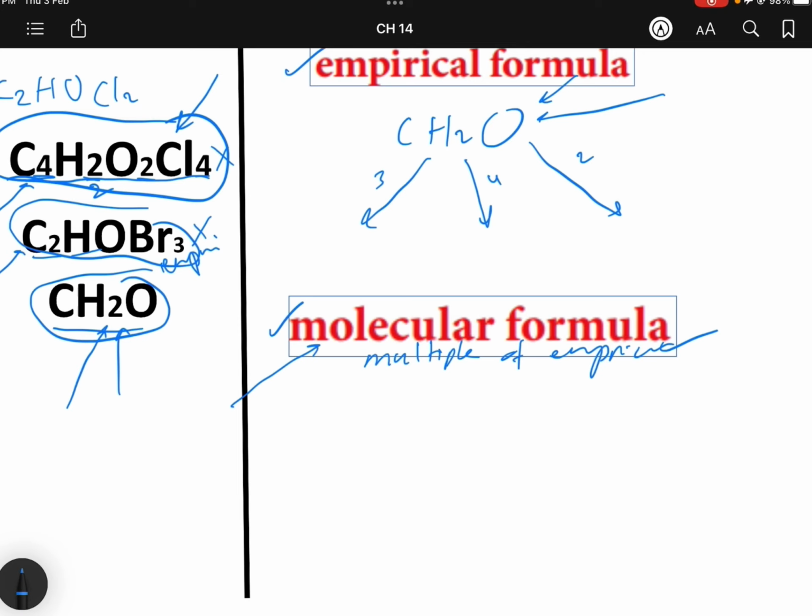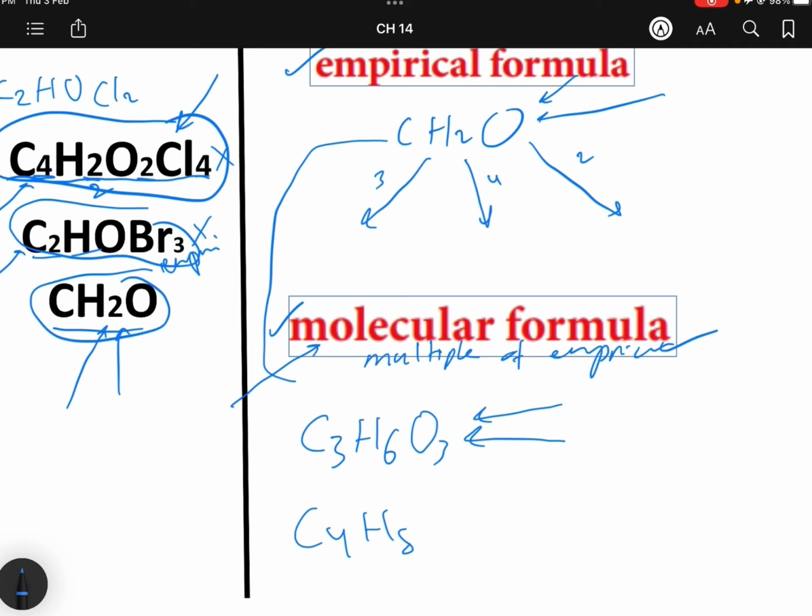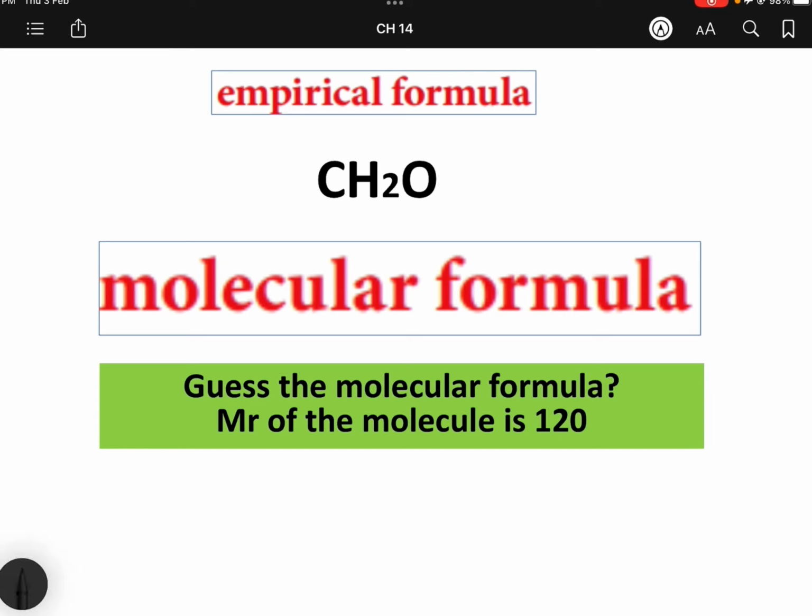So what will happen as we multiply these? Let's take the first one, CH2O multiplied by 3, you get C3H6O3. So this is molecular. You can simplify this easily. Okay, what happens if it's multiplied by 4? It will be C4H8O4. Okay, so this is another example. So look at this compound.